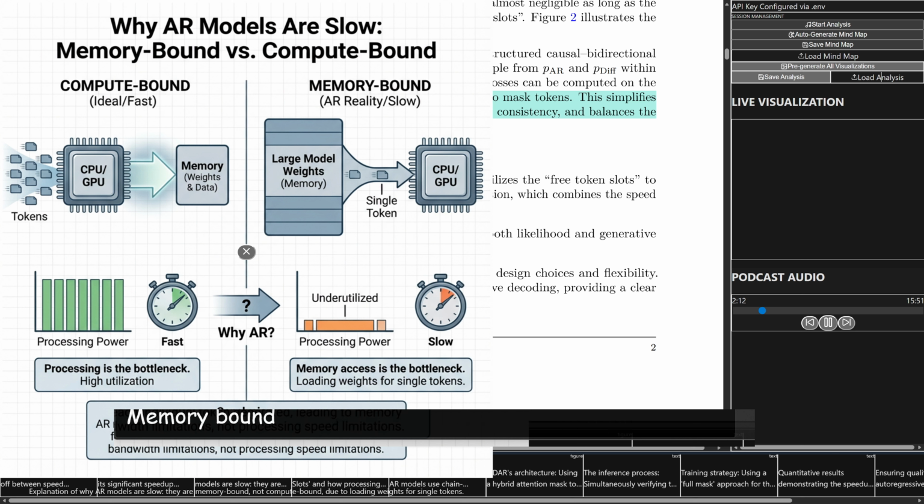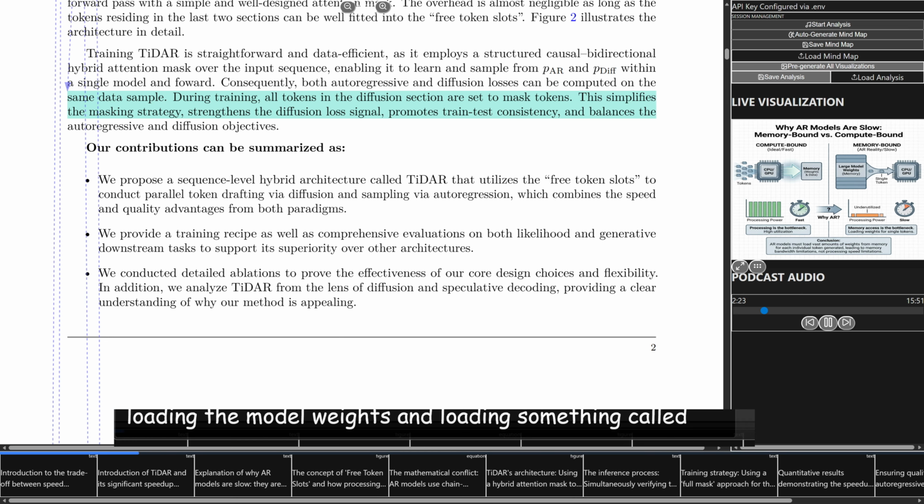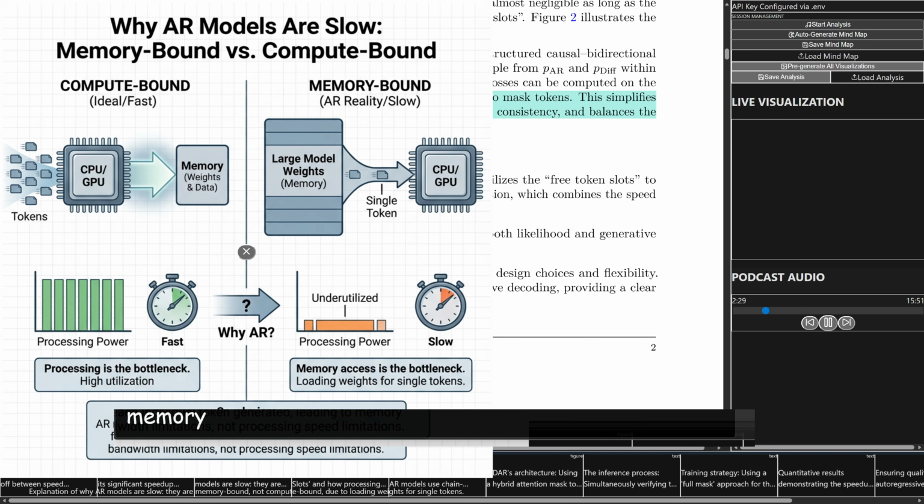Memory bound. So you'd think it's the complex math, the computation that takes all the time, but it's not. It's not. The latency, the time you wait, is dominated by just loading the model weights and loading something called the KV cache. Okay, hold on. The KV cache, that's the key value cache. It's basically the model's short-term memory of the conversation so far, right? Well, why is loading that so expensive?